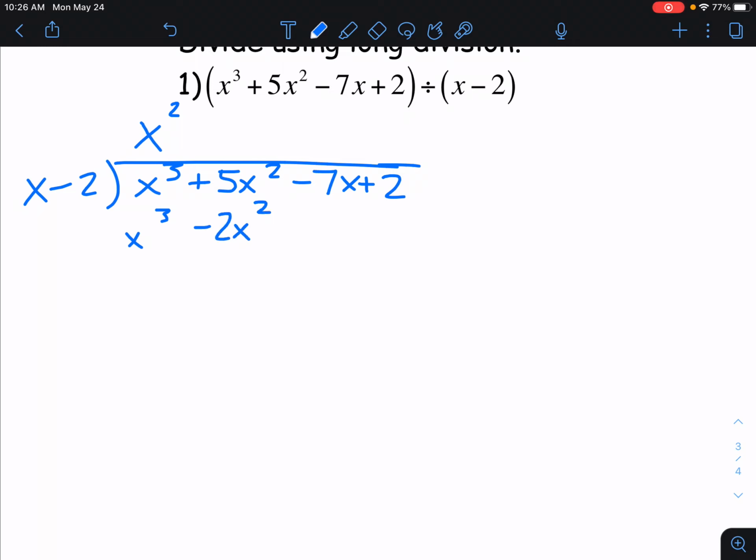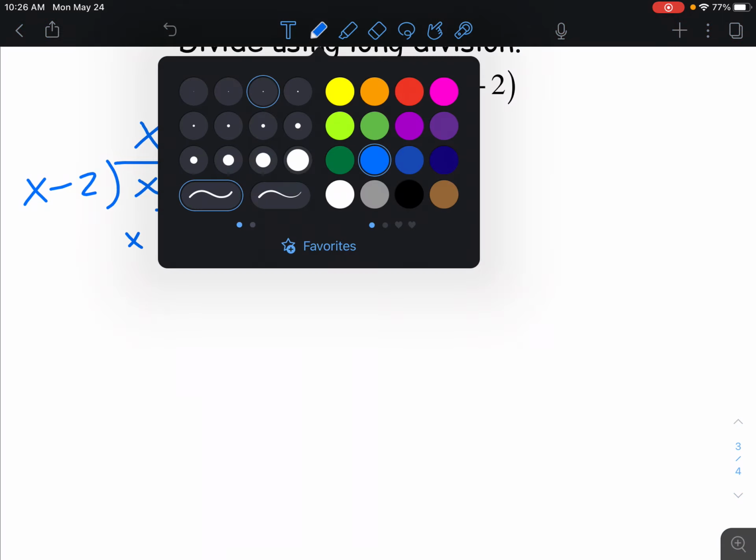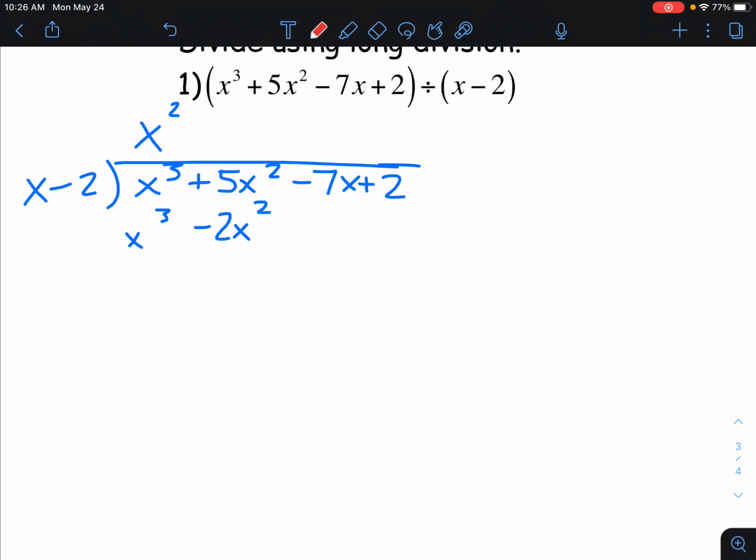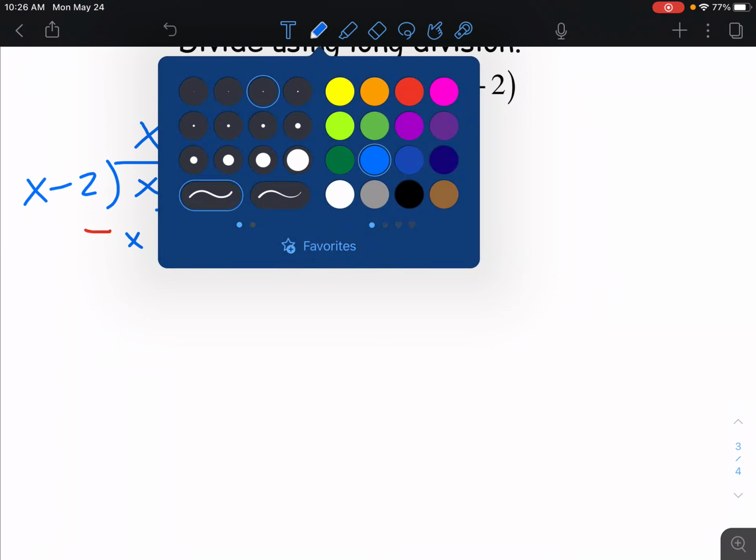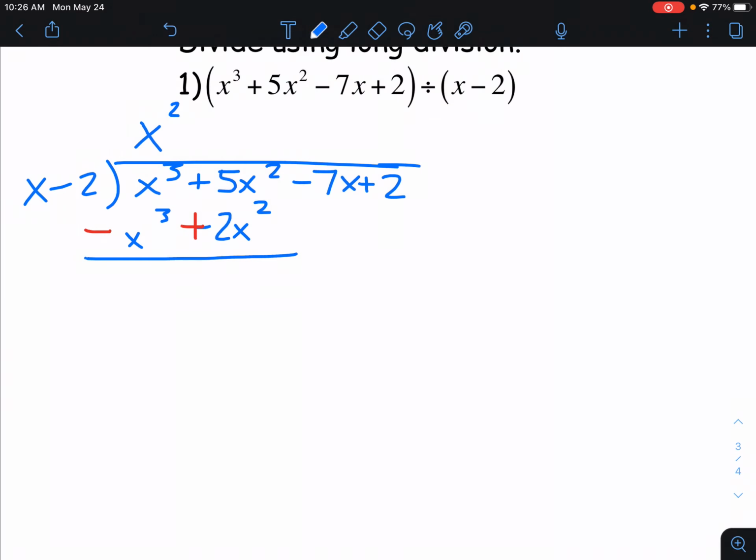Now, a careful step we need to take here is, remember, after you distribute, you need to subtract the bottom row. So subtract, and then subtracting here will change to a plus, because subtracting a negative, that's double negatives. And then we add going down. The first terms should always cancel. The second column, you can add or subtract whatever it shows. 5x squared plus 2x squared is 7x squared. And then we bring down our next term. And we start the process over again. The cycle, if you will.